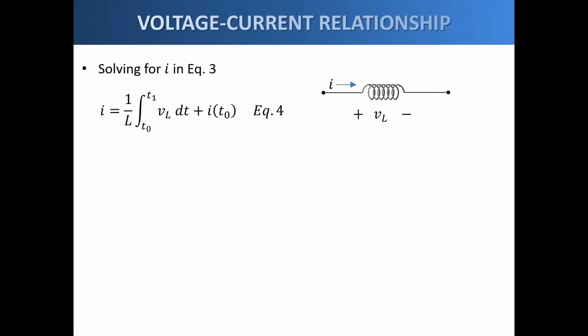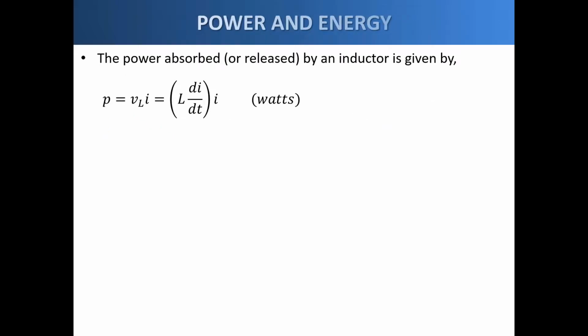Also from equation 3, if we're given the equation for V sub L, we can actually solve for the current by doing integration. We could also compute the power and energy of the inductor. Power is always VI, but we know V of the inductor to be L di/dt, so we could substitute that expression for V sub L.